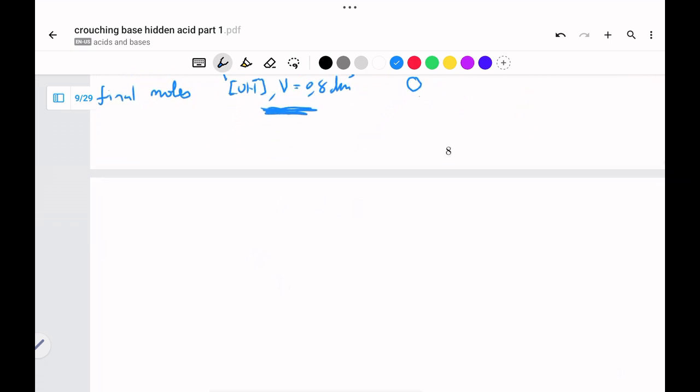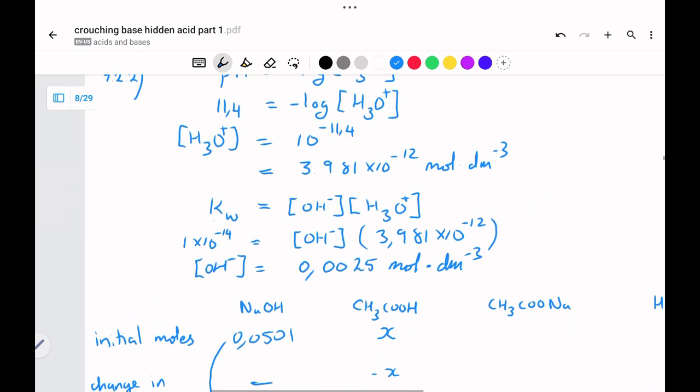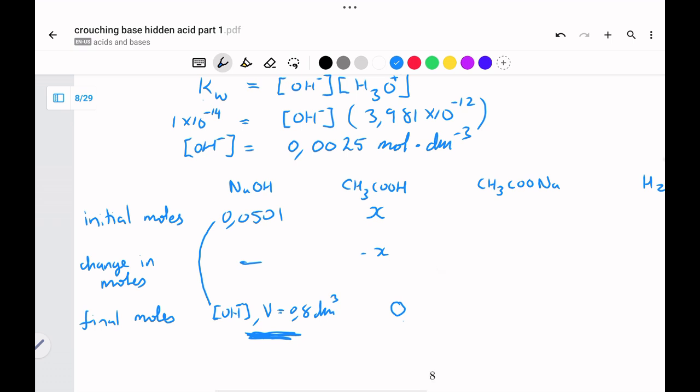So we're going to use C equals n over V. Our concentration, where do we find that? Here.